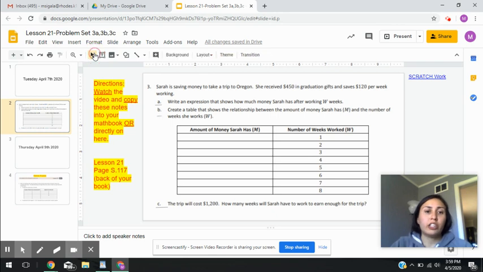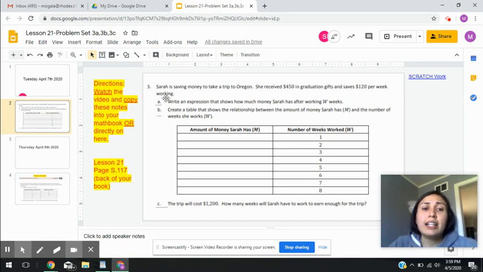So, directions say, watch the video, you're watching it, step one done, and copy these notes into your math book or directly on here. I'm fine if you do it in your book or you type it in on this document and submit it. Either way, you're going to have to submit this document, so why not? Lesson 21 in your book, if you're following along, is page S117. It's the back half of your book. So make sure you're on the right page. Okay, let's get started.